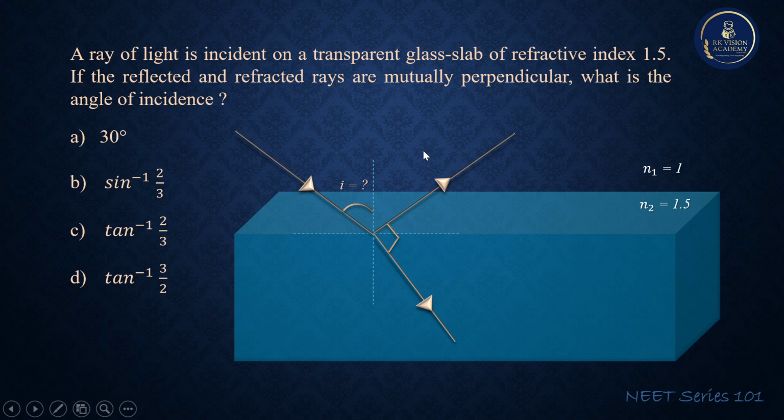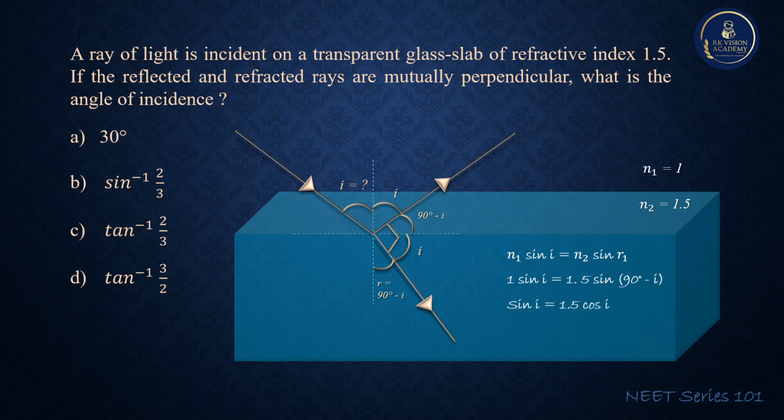So by law of reflection, we know that this is I, and which makes this 90 minus I, and which makes this I, yes. Again, I think you know where I'm going, which makes this R is equal to 90 minus I. We've got the refracted ray, yeah. So apply Snell's law in this and put in all the known values, and we get tan I is equal to 1.5, which is option D.